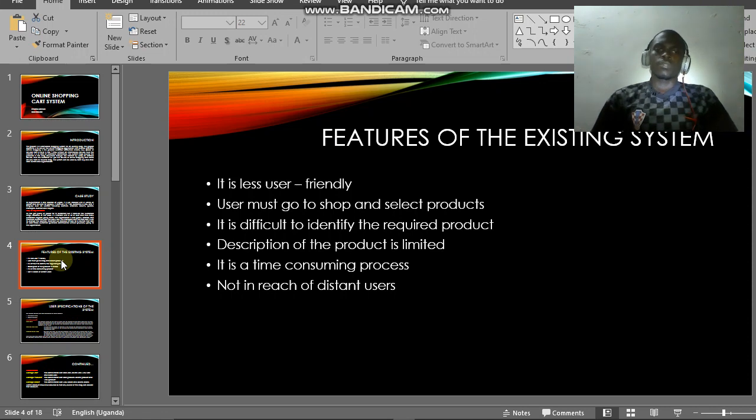Let's look at the features of the existing system, the old one. It is less user-friendly. The user must go to the shop and select products, which is at times tiresome and wastes a lot of time. It is difficult to identify the required product. You have to look at one by one, shelf by shelf, corridor by corridor. Description of the product is limited. It is a time-consuming process, not in reach of distant users. People who are from various distant areas cannot access the supermarket.